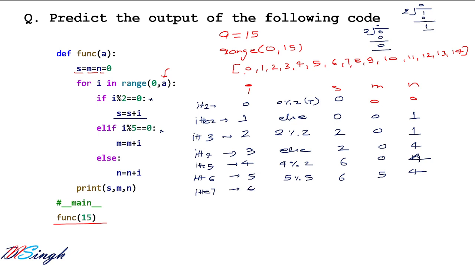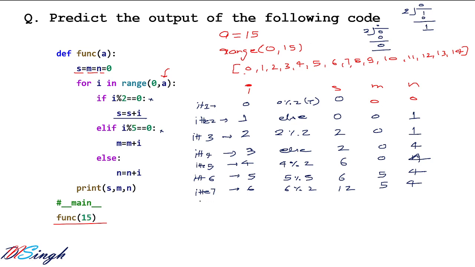I value will be 6. 6 mod 2 will result in 0, so the if condition is satisfied. So 6 will be added to the value of s. 6 plus 6 is going to be 12, 5 and 4.